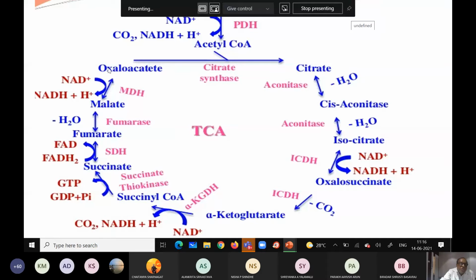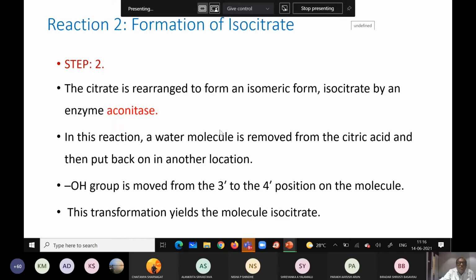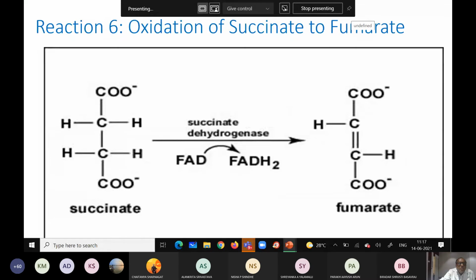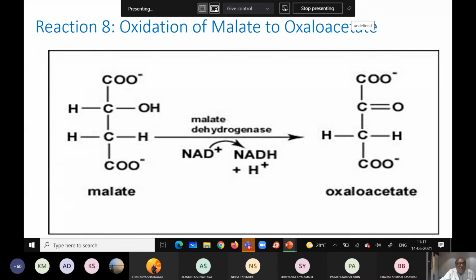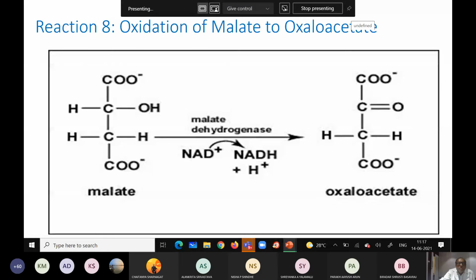And during this course of reactions, there will be release of ATP molecules. So these continuous reactions will be taking place with the help of oxaloacetate, the end product of one cycle, which will form the starting compound for the next cycle of the TCA cycle.